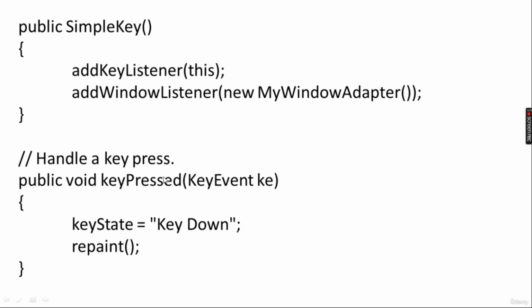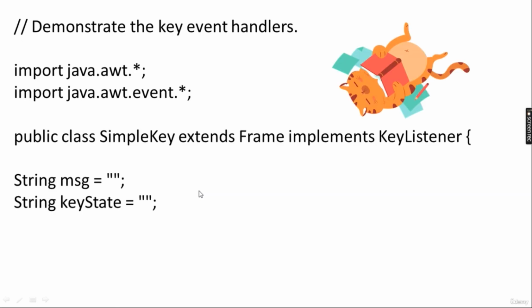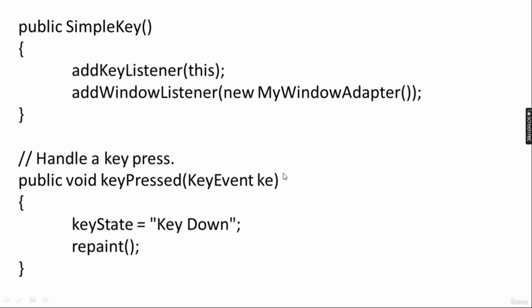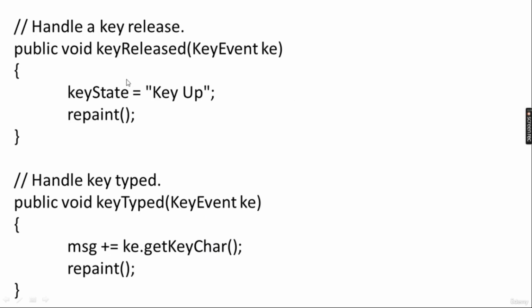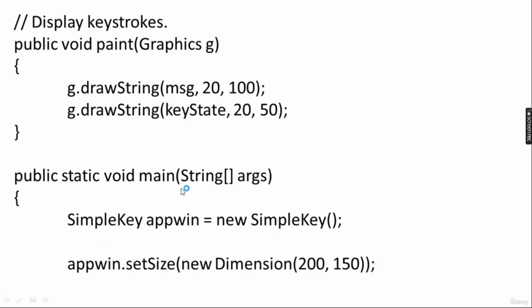Then handle key press, public void keyPressed, KeyEvent, key state is equal to key down, repeat. So we are overriding all the provided methods by the interface KeyListener. On key press, this object is passed over here, and then key state is updated as key down and repaint, which calls the paint method. Key release, key state key up, repaint, call the paint method. Key type, message plus equal to key dot getKeyChar. If the character is present, it will be displayed or appended at the end, and the paint method will be called.